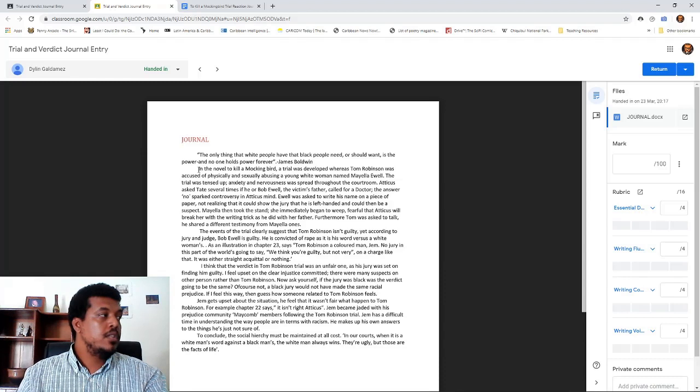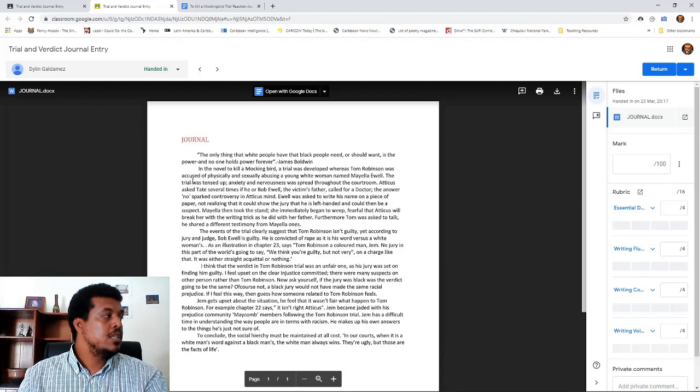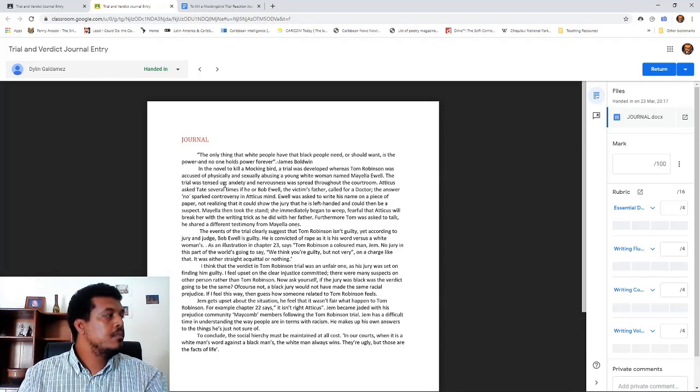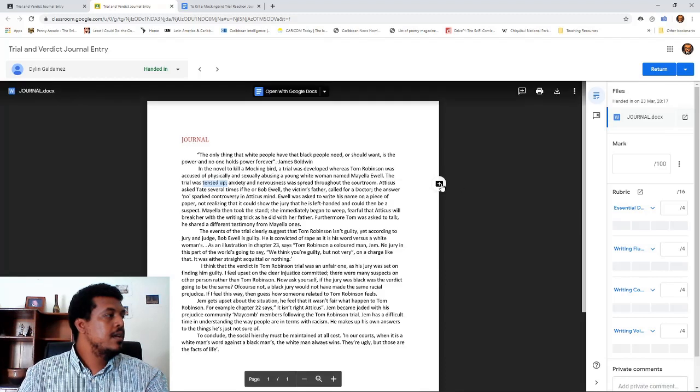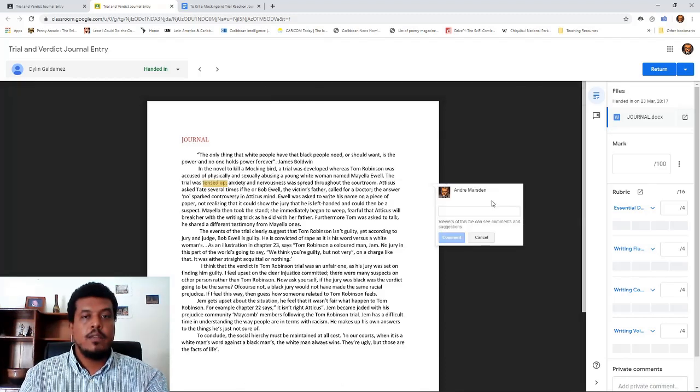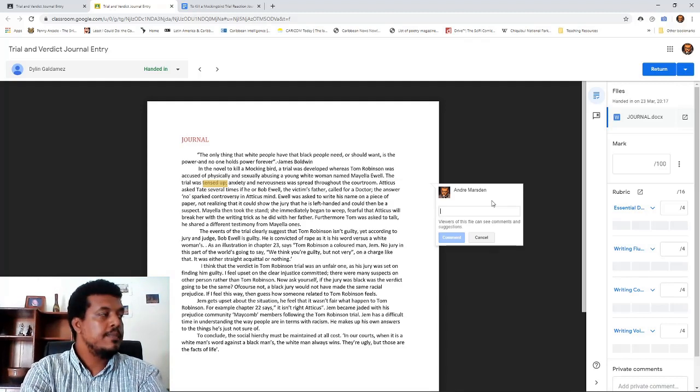Okay. In the novel, To Kill a Mockingbird, a trial was developed whereas Tom Robinson was accused of physically and sexually abusing a young white woman named Mayella Ewell. The trial was tensed up. Tensed up? I think we can settle for just tense in that case. Sorry, let me... And this is the process that I'm going to be doing for a lot of you guys. I'm going to be reading through it and maybe leaving some comments. Just tense. Will do.